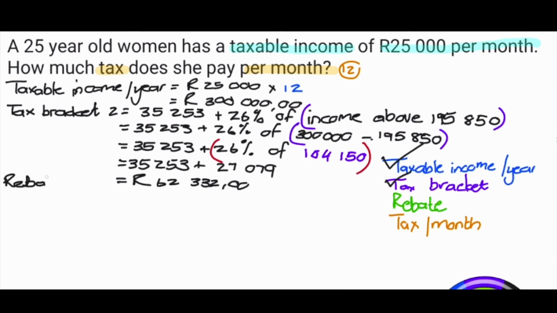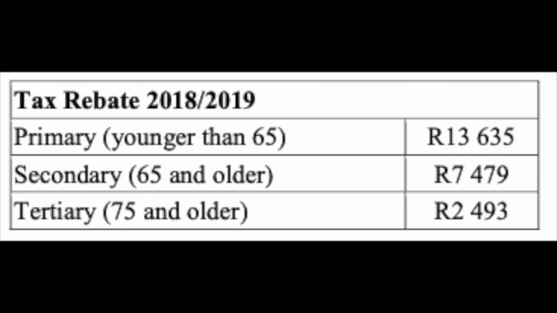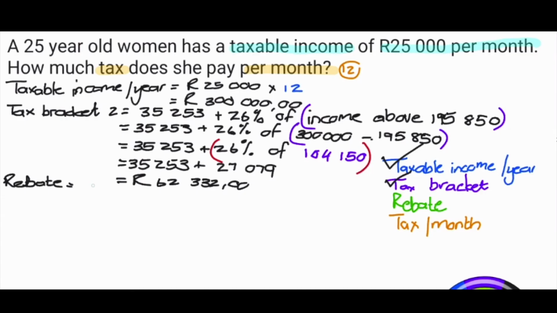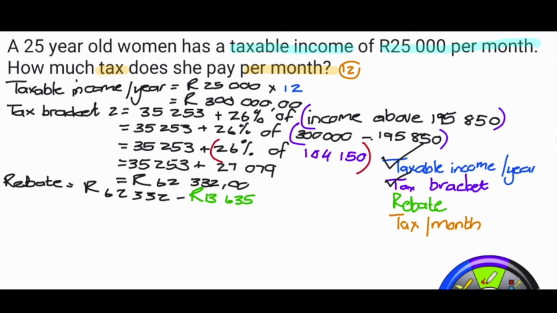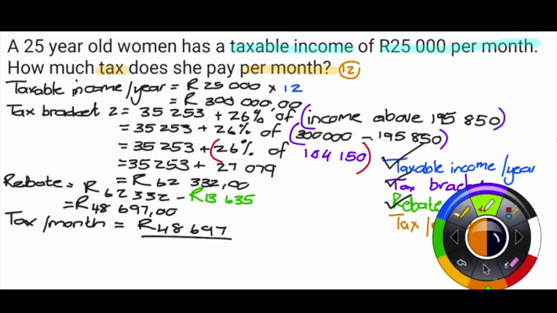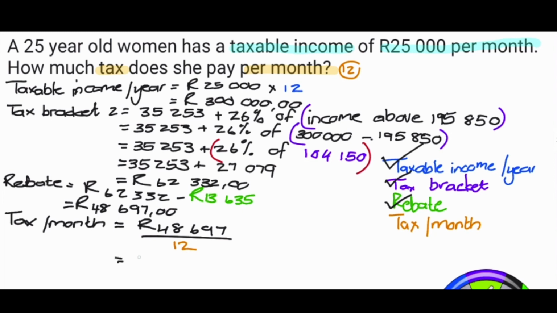Our next step is rebate. This is a 25-year-old woman, which means she qualifies for primary rebate, which is 13,635. Mark on the right-hand side as soon as I'm done with rebate. The last step is taxable income per month. I take 48,697 divided by 12. Thank you so much for watching. We'll do more examples in part 2.